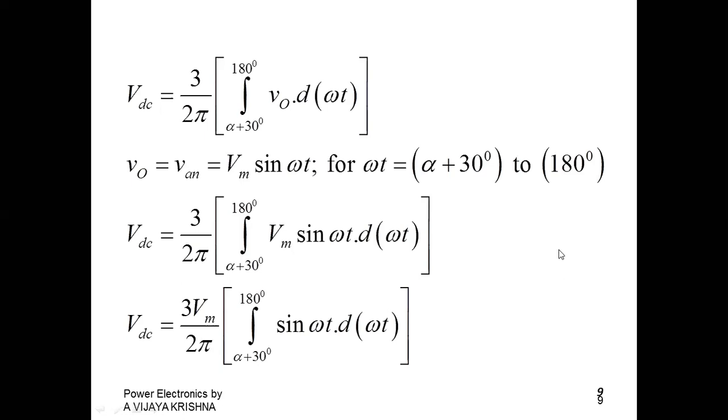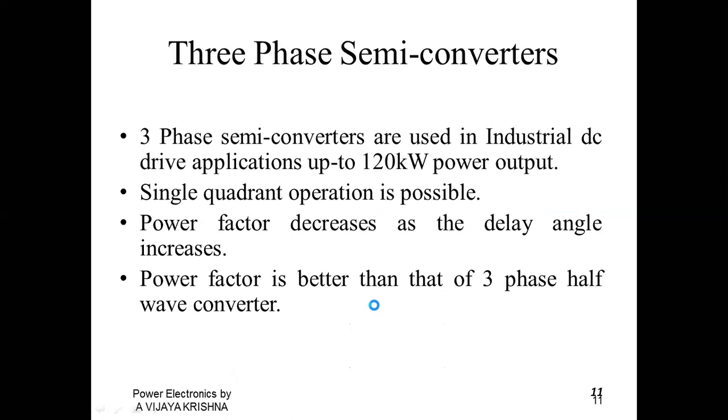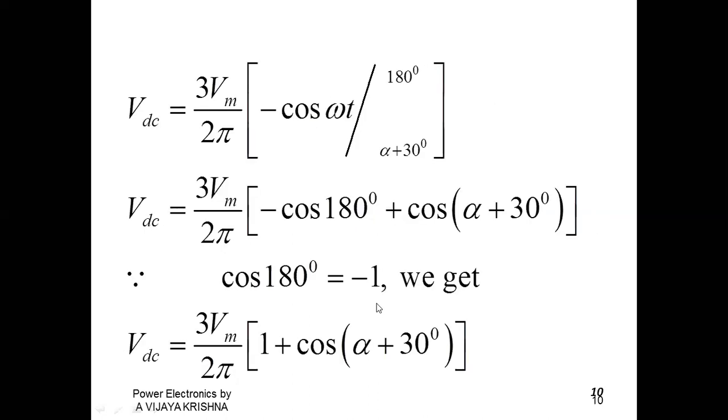Okay, next, if you come across this V naught, that is the output voltage or line to neutral voltage, it is equal to Vm sin omega t, for omega t equal to alpha plus 30 to 180 degrees. Next one, VDC is equal to 3 by 2 pi integral from alpha plus 30 to 180 of Vm sin omega t. Therefore, solving this expression, VDC is equal to 3Vm by 2 pi of (1 plus cos(alpha plus 30)).